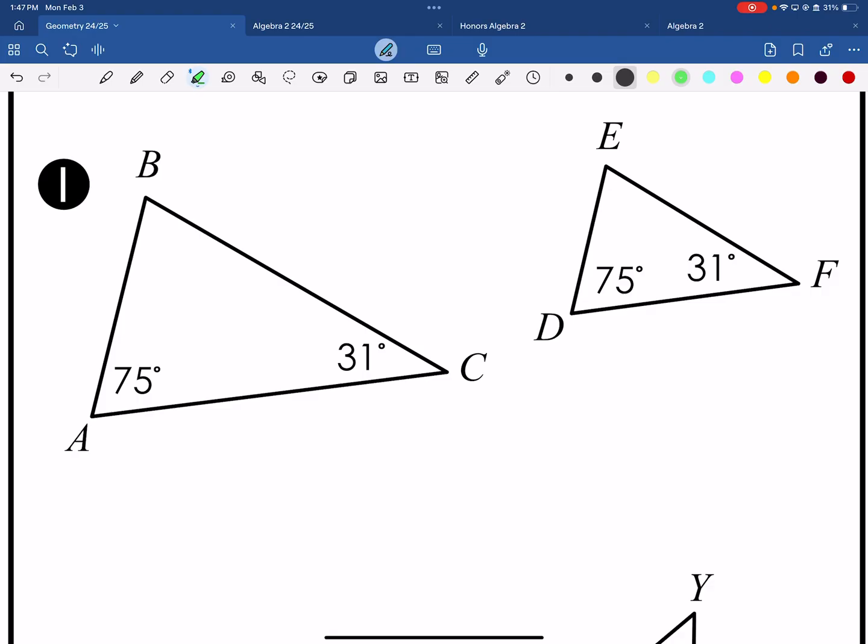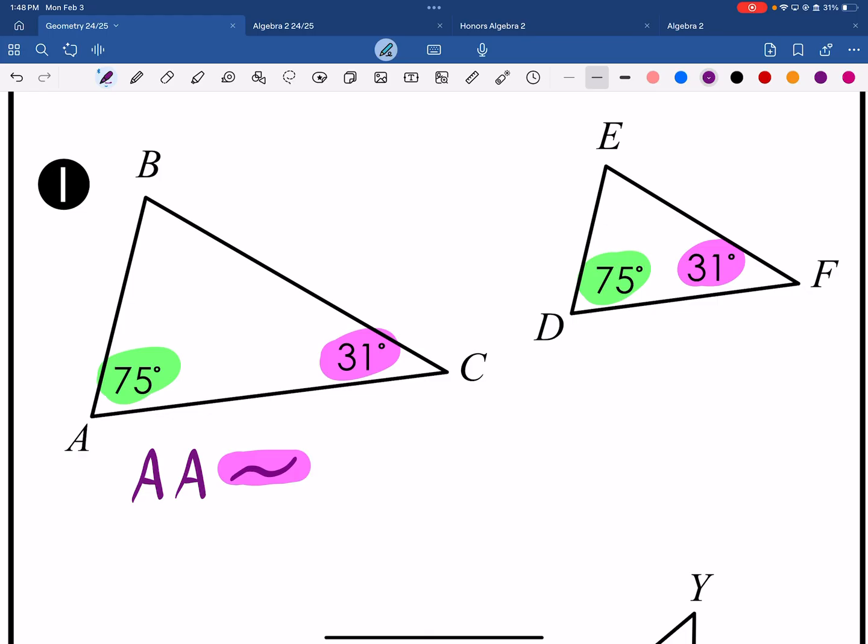So if we look at the 2 triangles, you notice that we've got 75 and 75. So there's one set of corresponding angles that are congruent. We've got 31 and 31. There's the second set of corresponding congruent angles. So we can say then that these are similar by angle-angle similarity. And this right here, that's the symbol mathematically that we use for similar to. So this means that these two triangles are similar by angle-angle similarity.